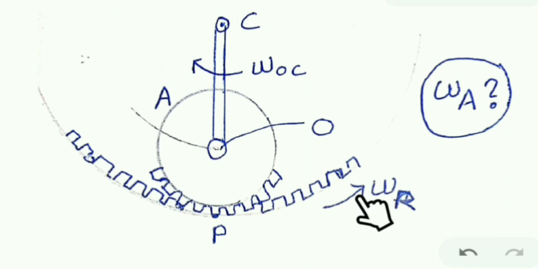See the direction. The things which are given are the distance from C to O, and from C to the outer rack. I haven't marked them here so that we do not get confused; we can see the clear figure of what is happening. Now the question asks us to find the angular velocity of this gear A. So what can we do here?